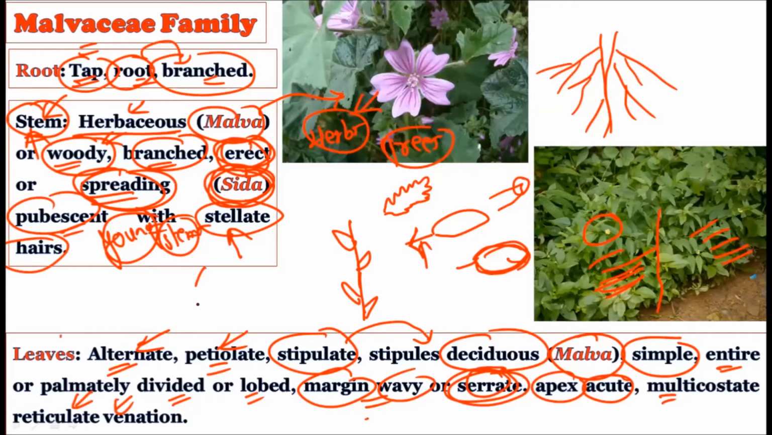Okay, acute apex is there for these particular leaves, and the multicostate reticulate venation is there. Okay, that is the multicosta are present in the single leaf. They are not only one, but many costas are there, and the reticulate type of venation is there. That is, they were forming the network of the veins, right?